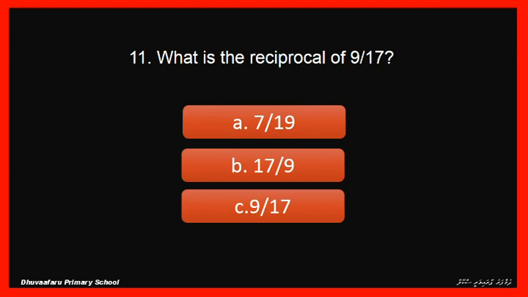Question number 11. What is the reciprocal of 9 by 17? A, 7 by 19; B, 17 by 9; C, 9 by 17.